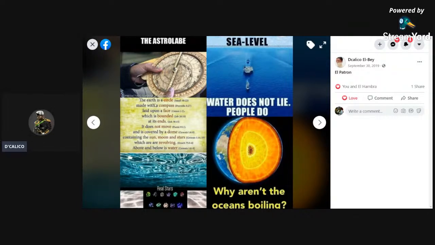Anyway, the Earth is a circle made with a compass. This is biblical. The Earth is a circle made with a compass, laid upon a face, which is bounded at its ends. It does not move, and is covered by a dome containing the sun, moon, and stars, which are revolving. Above and below is water.